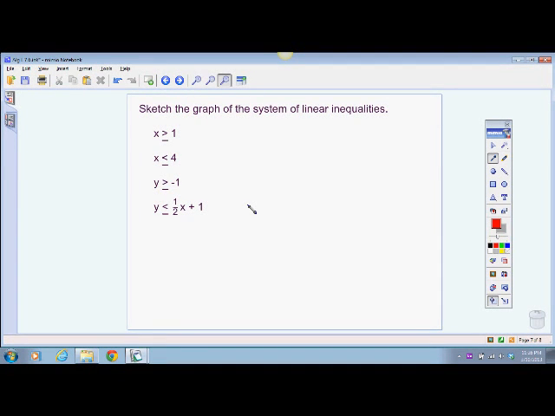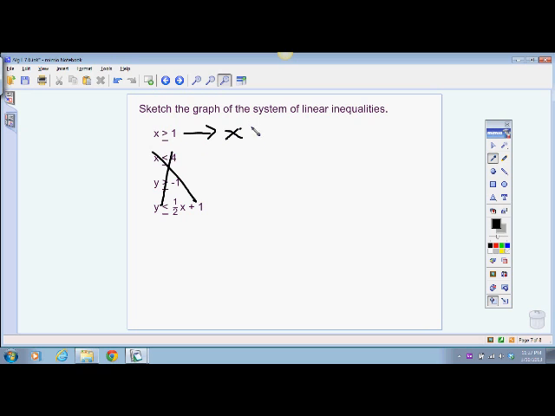Let's take a look at one more example of how we can sketch a graph of a system of linear inequalities. If you look at this system here, we actually have 4 inequalities we're dealing with: x is greater than or equal to 1, x is less than or equal to 4, y is greater than or equal to -1, and y is less than or equal to 1/2 x plus 1. Remember, we're going to do 4 separate lines. So you kind of ignore these for now, and let's just pay attention to this one.